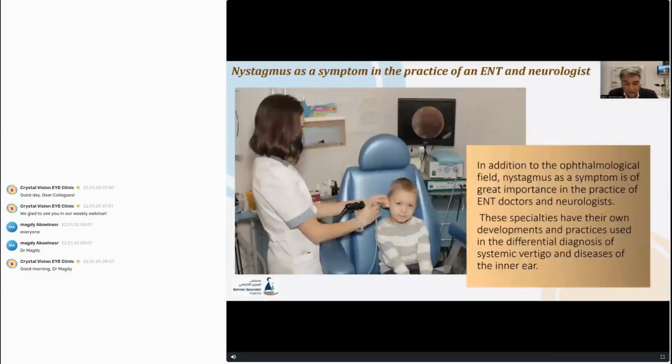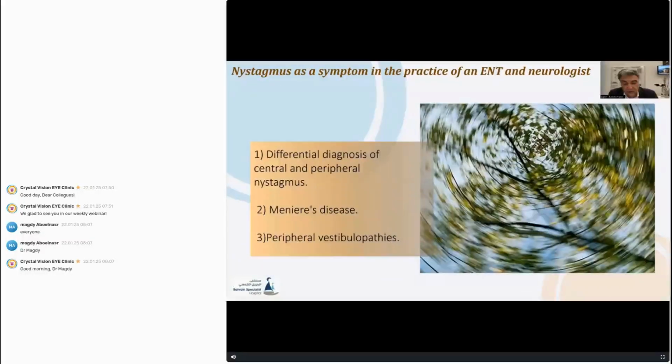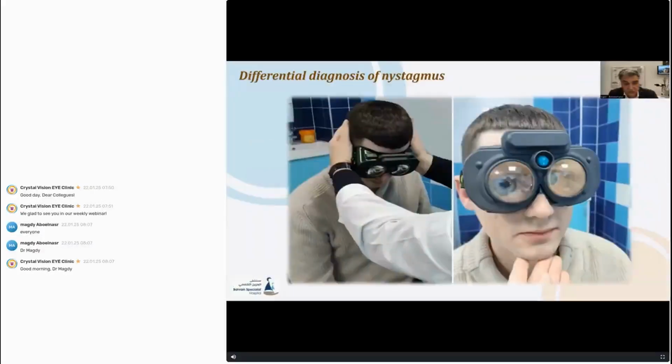Besides the ophthalmological field, nystagmus as a symptom is very important in the practice of ENT doctors and neurologists. In these specialties, there are specific developments and practices used in the differential diagnosis of systemic dizziness and diseases of the inner ear, and the differential diagnosis of central and peripheral nystagmus. Nystagmus is a symptom in various diseases and systems. Studying nystagmus helps in the differential diagnosis of central and peripheral nystagmus, which is useful for the nerves, or in vestibulopathy. For differential diagnosis, proper research is necessary.